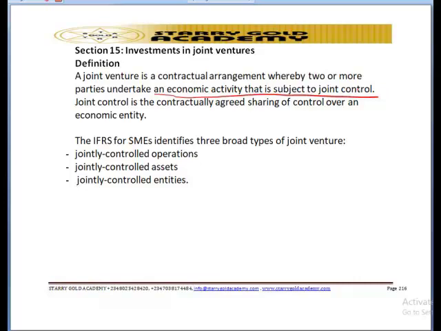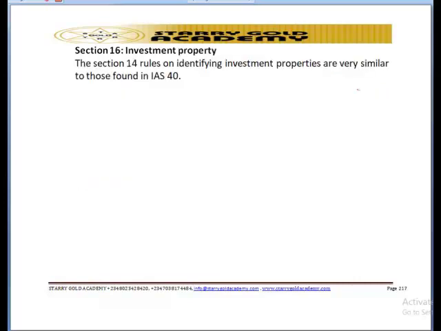Now, talking about section 16, this particular section 16, I'm not referring to 14 now. Oh, you know, we are just making reference to section 14.